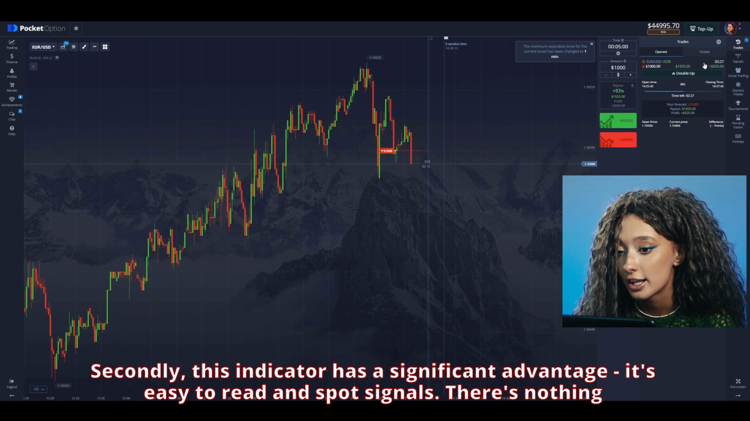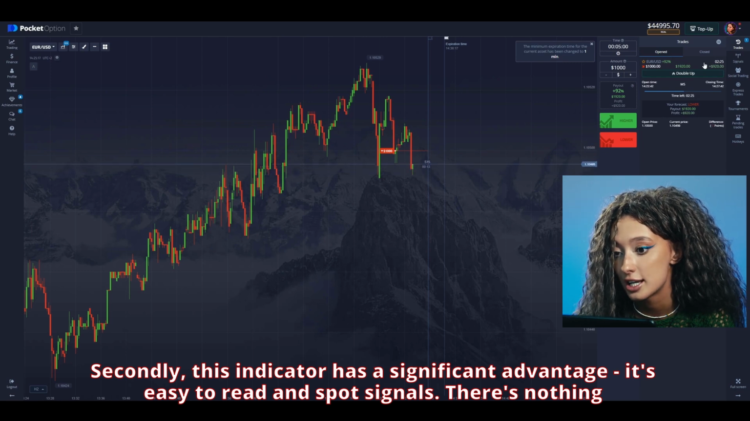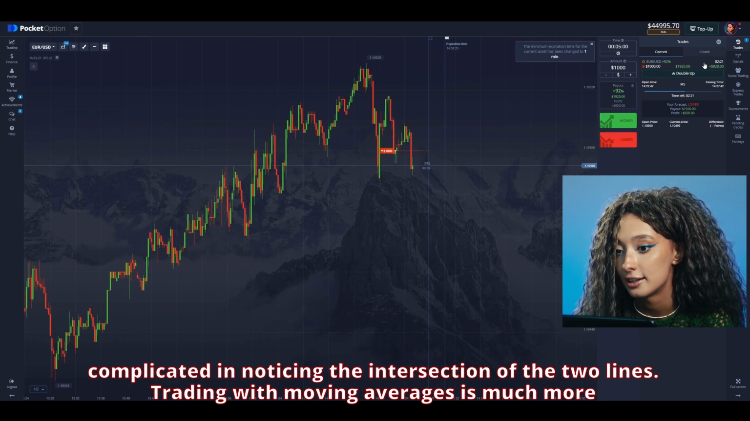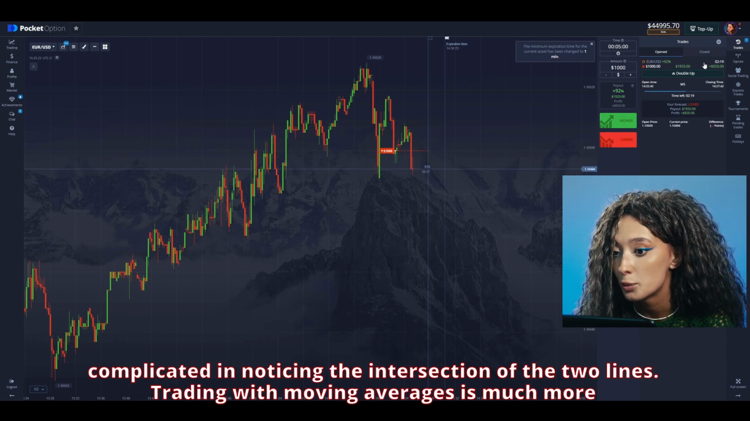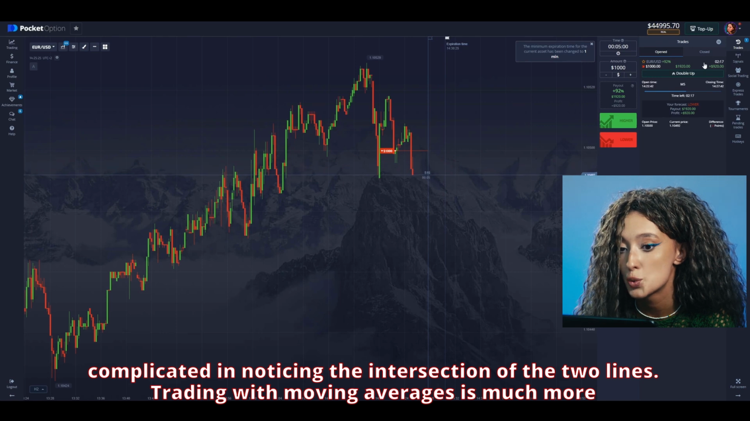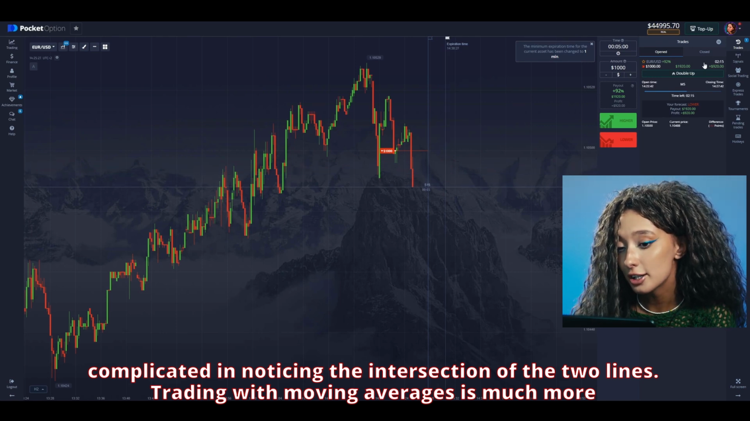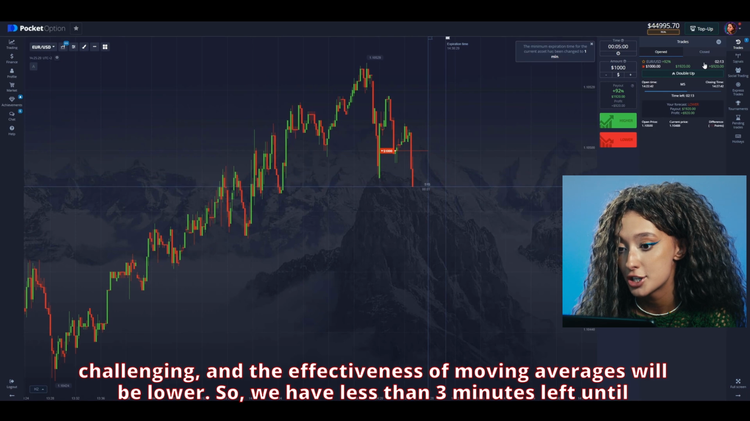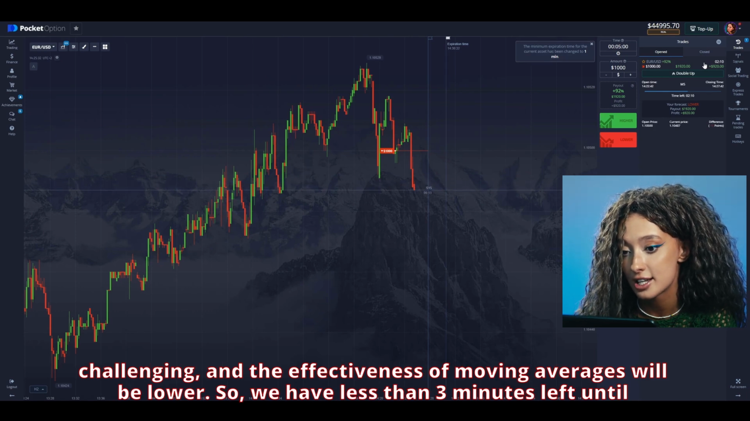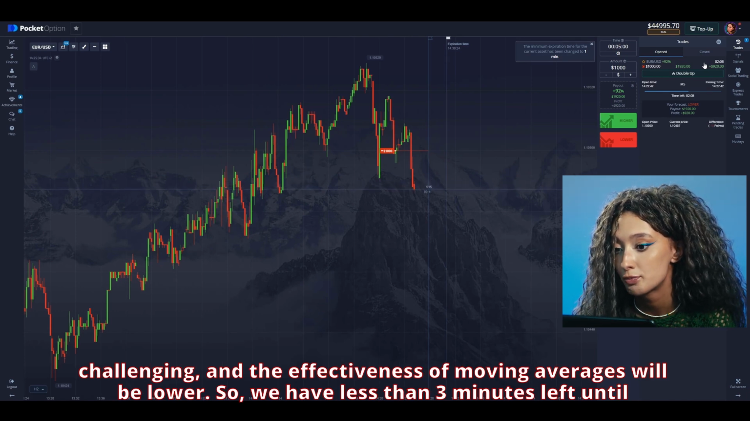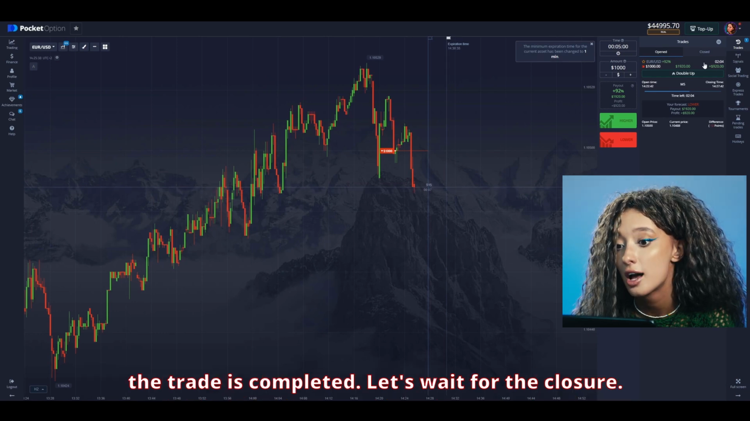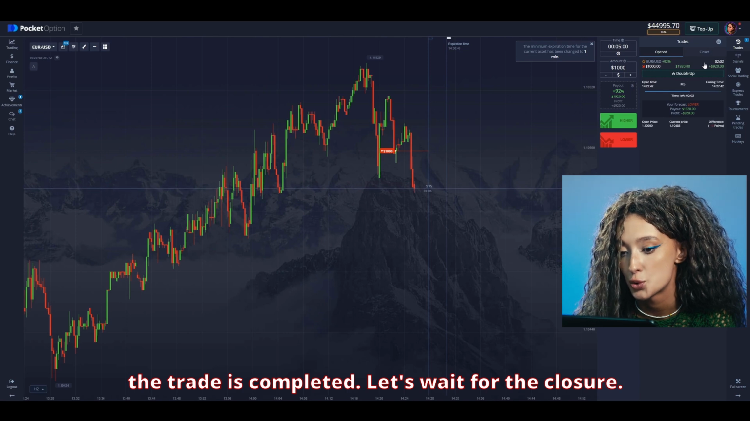Secondly, this indicator has a significant advantage. It's easy to read and spot signals. There is nothing complicated, and it notices the intersecting of the two lines. Trading with the moving averages is much more challenging, and the effectiveness of moving averages will be lower. So we have less than 3 minutes left until the trade is completed. Let's wait for the closure.